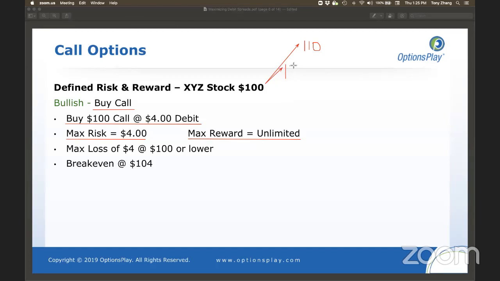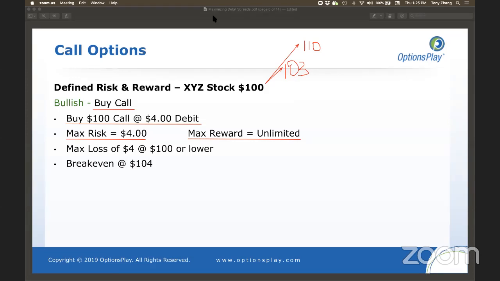which means that you can actually get the direction correct. So you can actually get the stock to move up, but let's say it only moves up from 100 to 103, you're actually going to lose money on this trade. And that's very counterintuitive for a lot of users, because I called the direction correct and I bought the call option, but I still lost money on the trade.